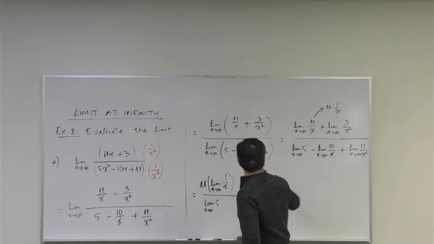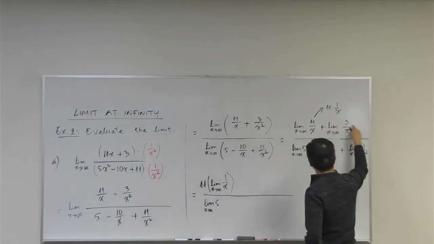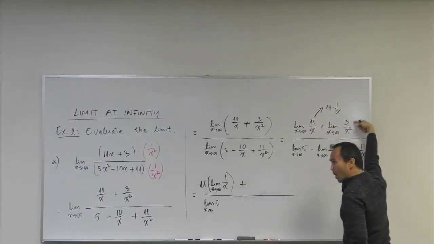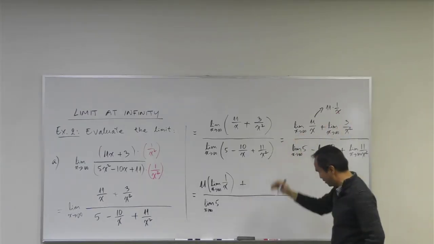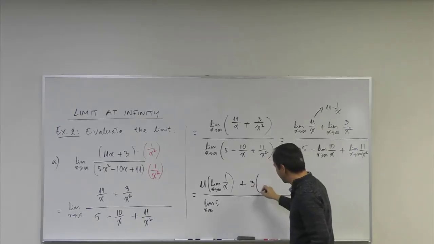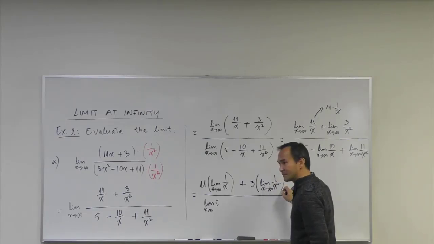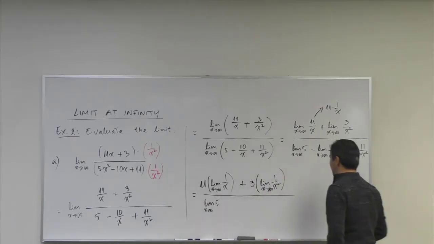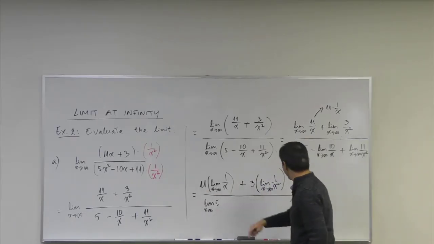And then a similar thing I can argue for this. Plus, now I see 3 as 3 times 1 over x squared. So the 3 is a coefficient. I'll keep the coefficient here and then multiply with the limit of 1 over x squared. See what I mean? And then the constant term here, I told you earlier, let's hold it here for now.